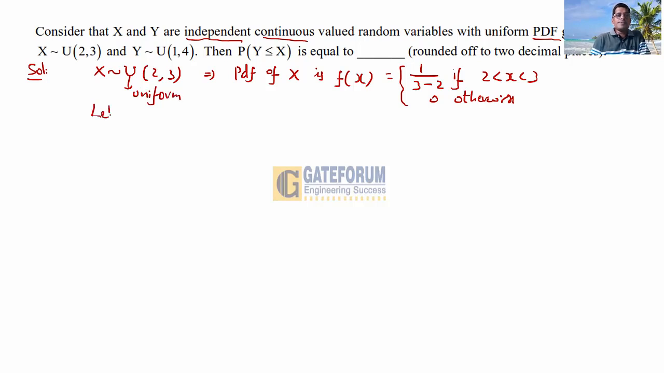So let us take x, y values on the x axis, y axis respectively.